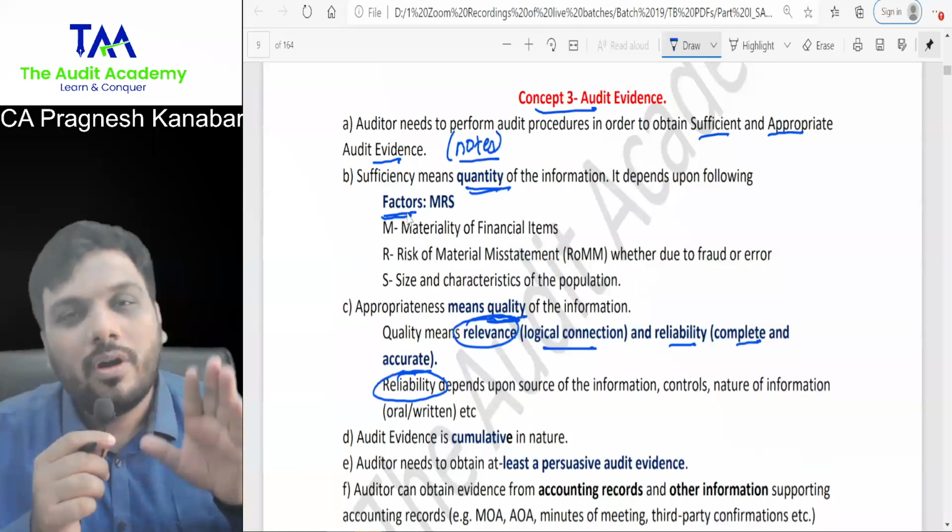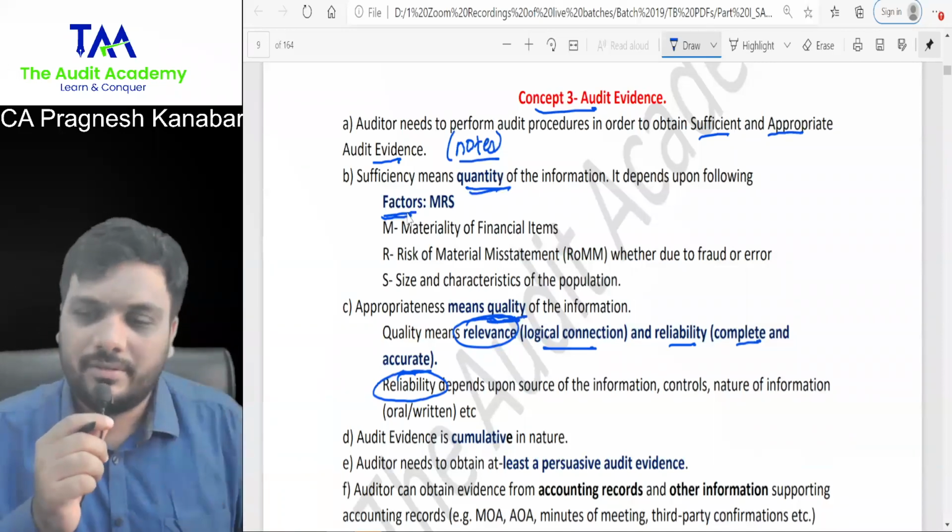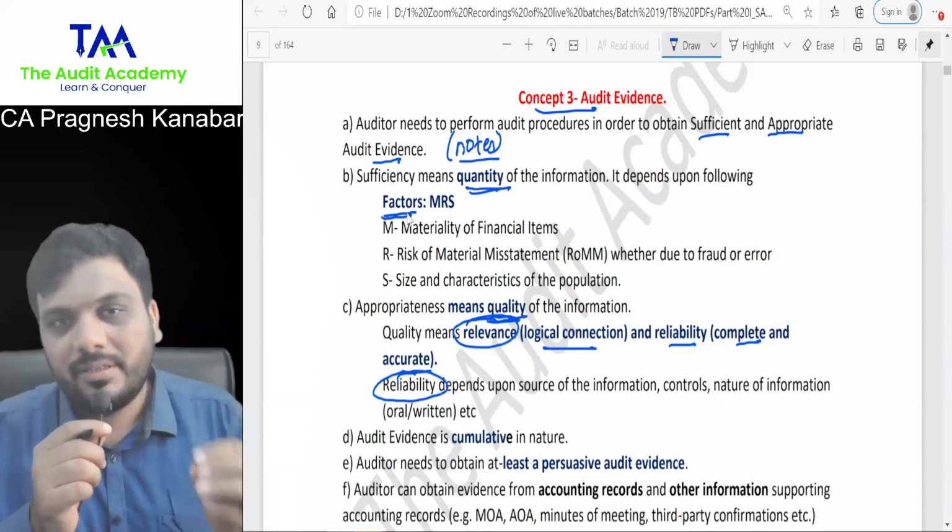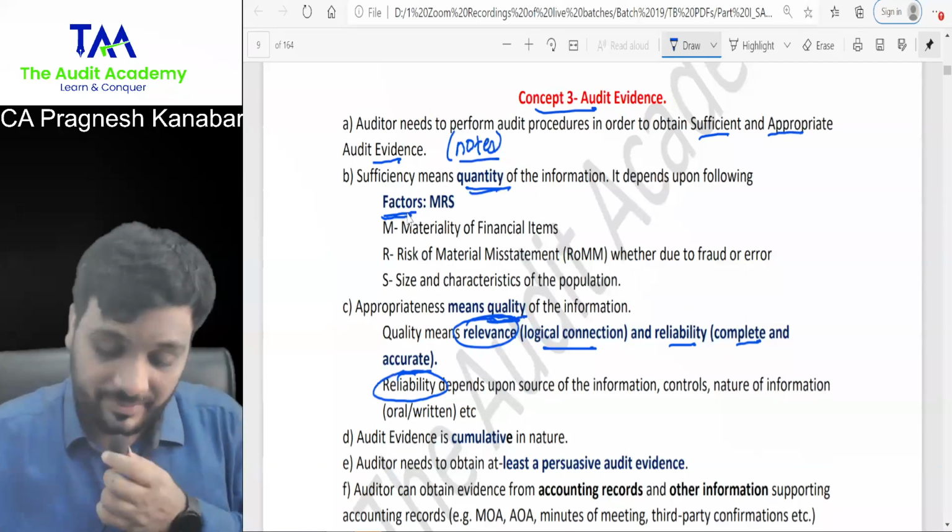Let me tell you, quantity always depends upon my missus. Whatever my missus wants, I have to give that information.